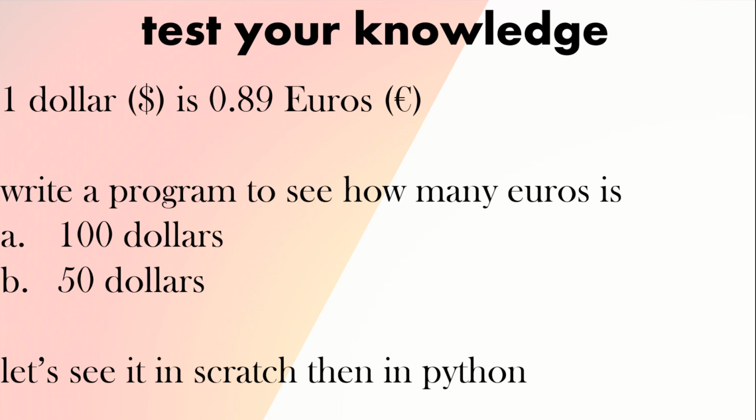Okay, $1 is about 0.89 euros. So, for example, if you had $100, that would equal 89 euros. $50, what would that equal? Well, if 100 American dollars equals the European 89 euros, then $50 would be half of that, which is 44.5. So let's try that in Scratch first and then in Python.